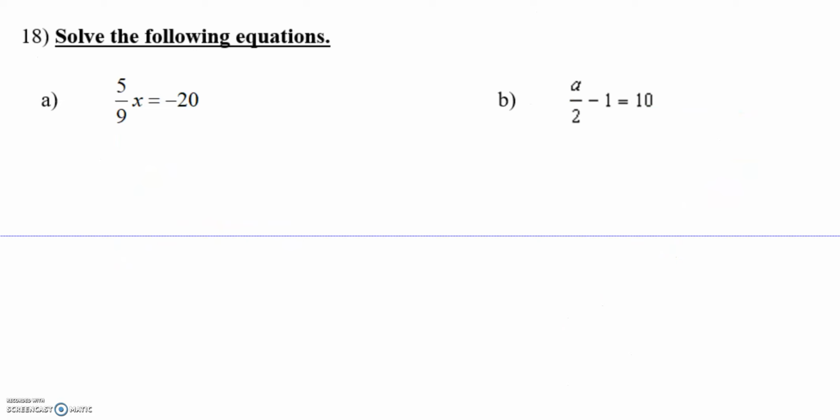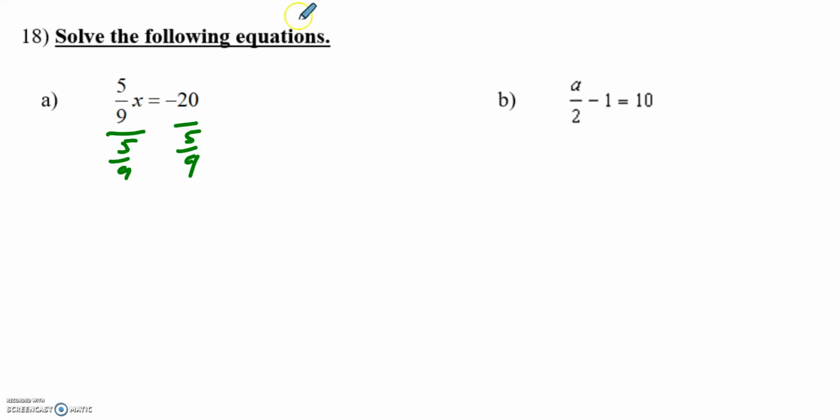18a and b and 19a and b are all equations with fractions. I did feel that these were, again, more missed than others on the last test. So for part A, my goal is to get x alone. Because 5/9 is multiplying x, we could divide both sides by 5/9, but as we've discussed, this is not very helpful. So instead of dividing by 5/9, we multiply both sides by the reciprocal. So this is a situation where the reciprocal is used.